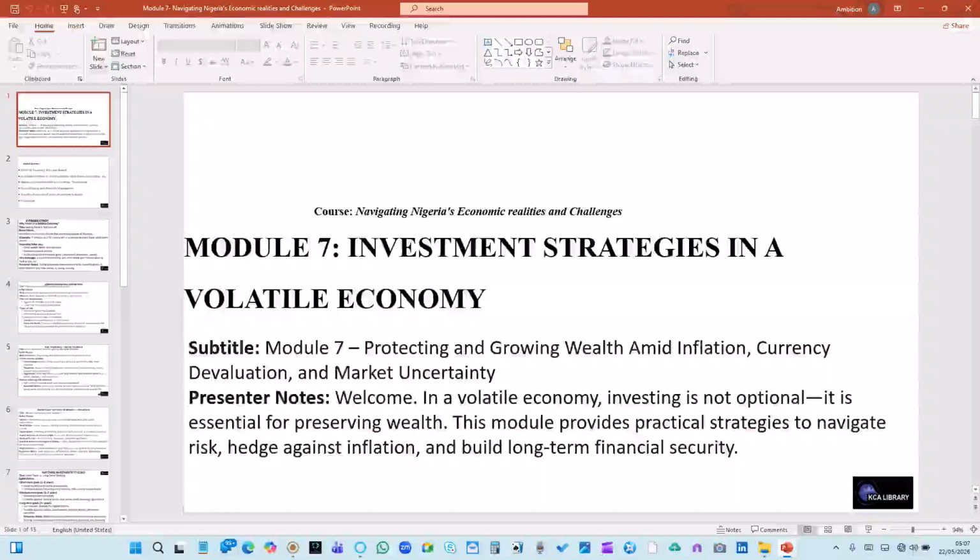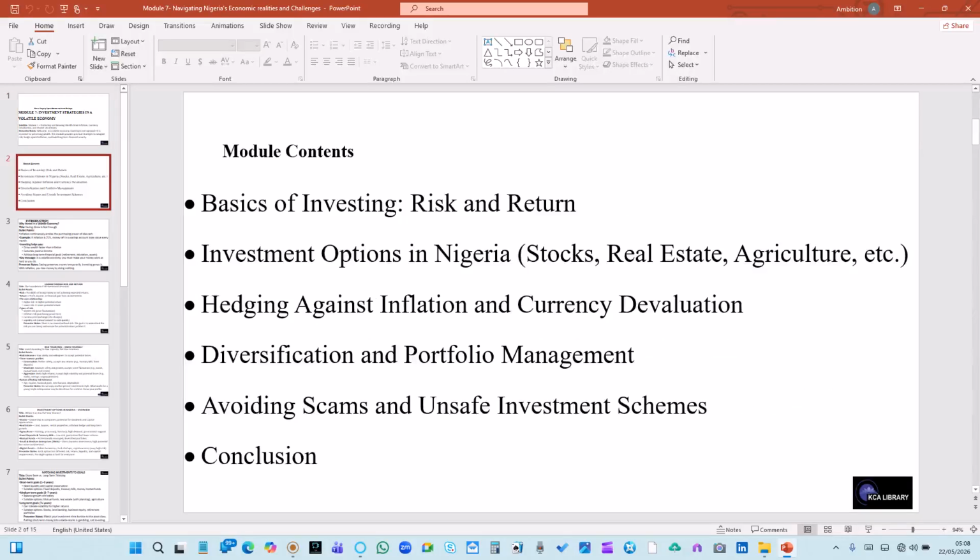In this module, we shall be looking at investment strategies in a volatile economy, that is, protecting and growing wealth amid inflation, currency devaluation, and market uncertainty. Welcome. In a volatile economy, investing is not optional. It is essential for preserving wealth. Therefore, this module provides practical strategies to navigate risk, hedge against inflation, and build long-term financial security.